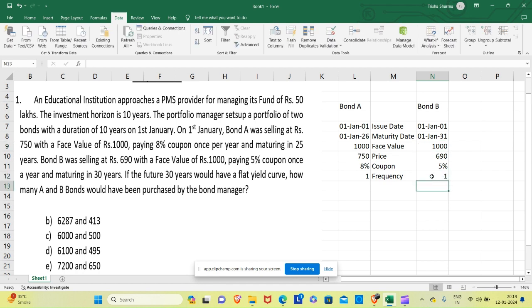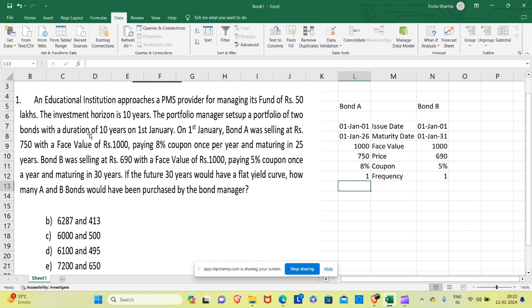Now the question being asked here is that if the future 30 years would have a flat yield, how many bonds of A and B would have been purchased by the bond manager? That's the question that we have to look at. And we have to also look at the fact that while these bonds are for 25 years and 30 years, the investment horizon is 10 years, and he is also setting up a duration of 10 years. So that's the objective of the fund manager, where he wants to set up the duration as 10 years.